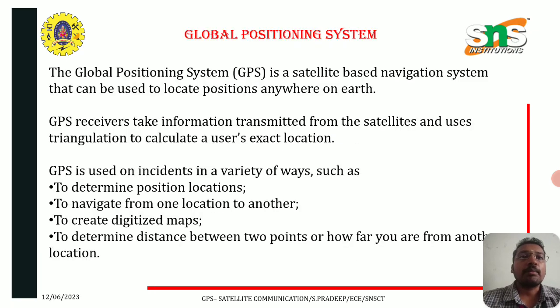Global positioning system. The global positioning system is a satellite based navigation system that can be used to locate positions anywhere on Earth. GPS receivers take information transmitted from the satellites and use triangulation to calculate a user's exact location. GPS is used on incidents in a variety of ways, such as to determine position locations, to navigate from one location to another, to create digitized maps, to determine distance between two points or how far you are from another location.